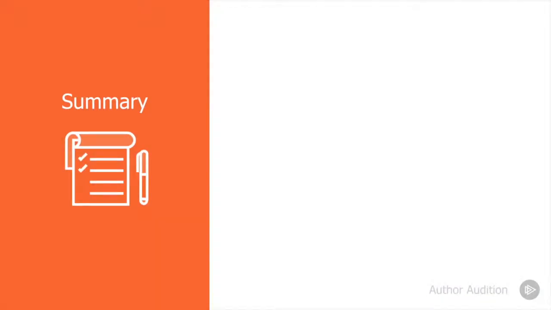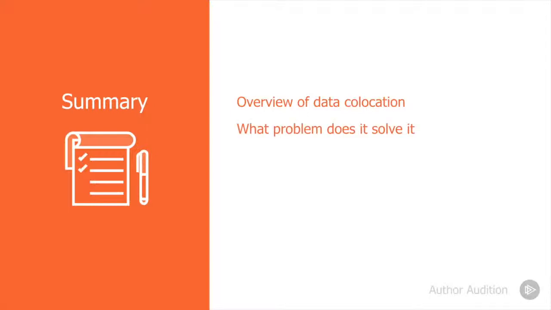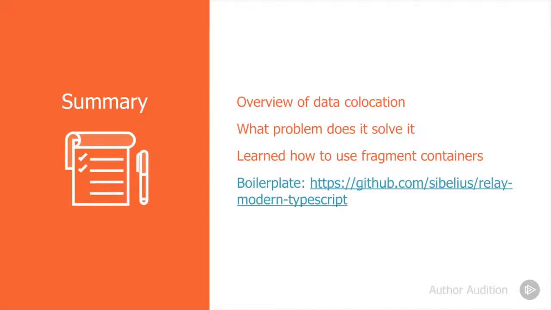After the demo, let's do a quick summary of what we have learned in this lesson. We learned a little bit about data colocation. We did a brief overview of data colocation. We understood what kind of problem it solves. We also learned how to use fragment containers in our app to bring data colocation benefits to our code base. I also made a boilerplate of the Relay Modern with TypeScript, so you can just go there and start hacking around with your Relay Modern app.